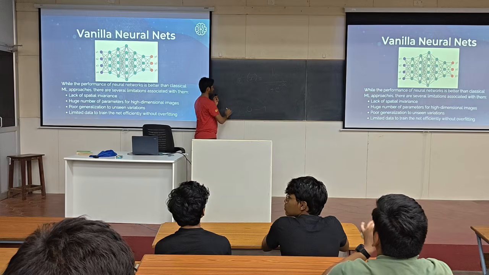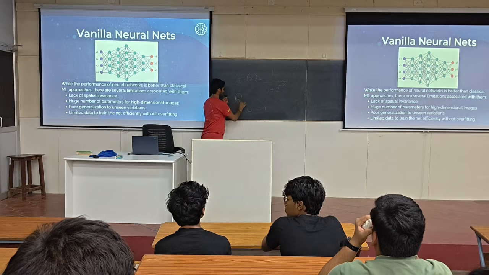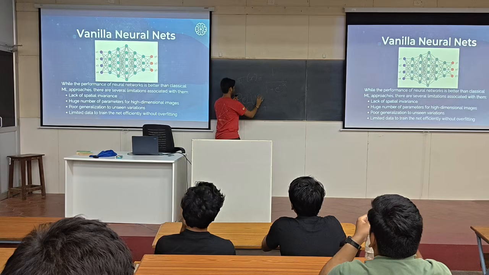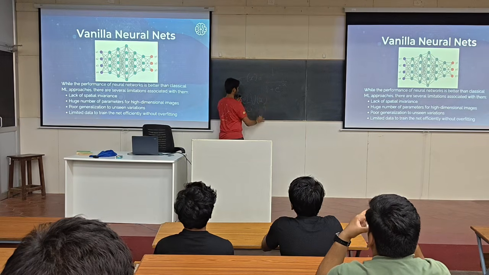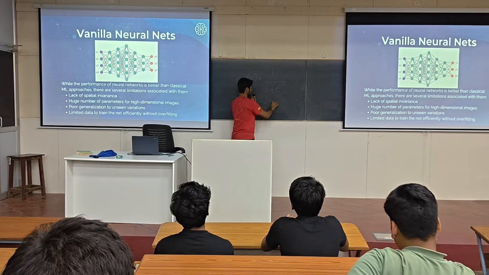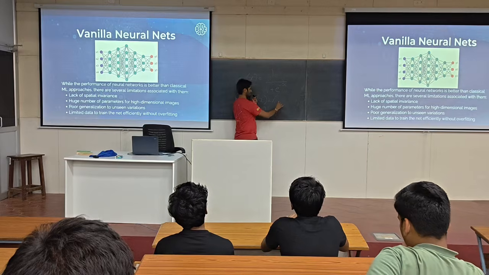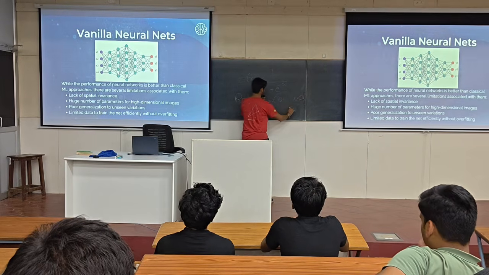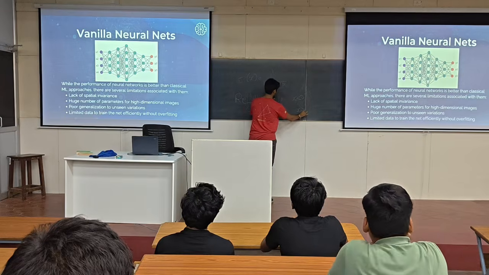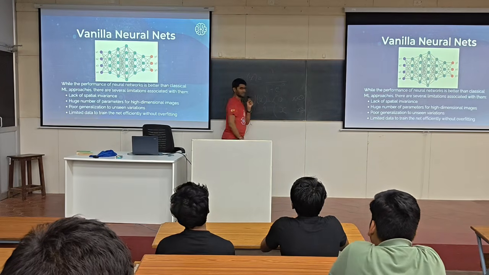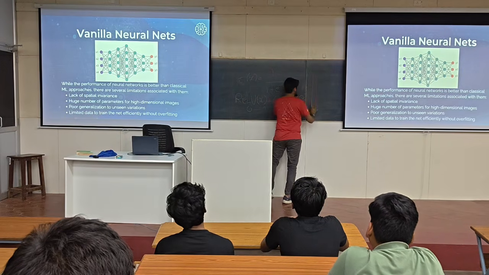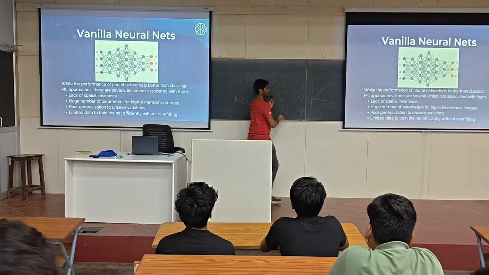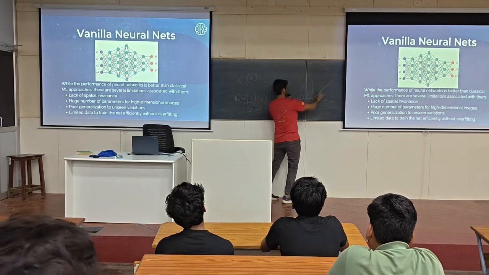Similarly, there is the ReLU function, which stands for rectified linear unit. It's a piecewise function. If x is less than 0, it will give 0. If x is greater than 0, it will give x. So basically, if you draw the graph, it will be something like this: 0 before this point and positive after.